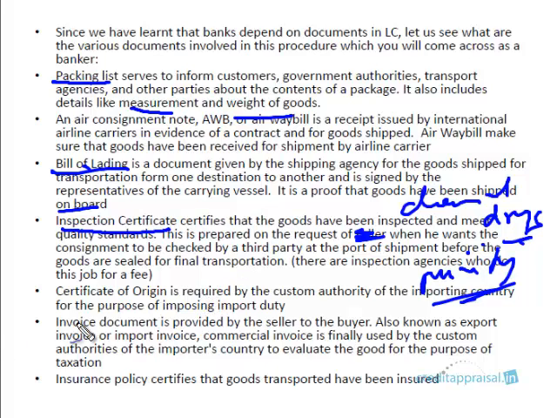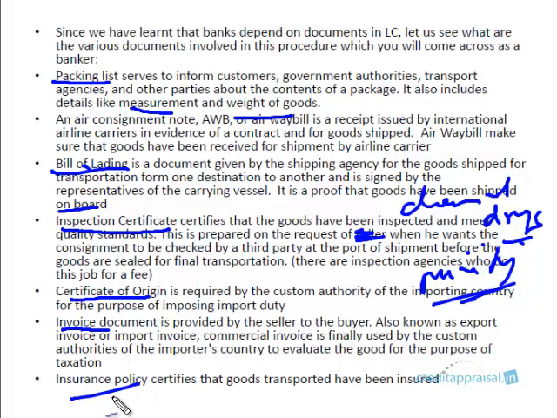Then there's something called a certificate of origin. It is required by the customs authority because it confirms the originating country, from which these goods originate, because based on this they calculate the import duty. So that is important. There's also the invoice document, which is obviously provided by the seller to the buyer. This invoice is used by the customs authority to evaluate taxation.